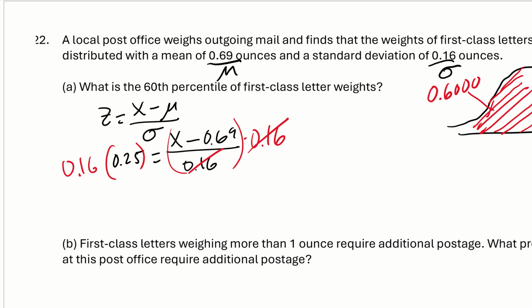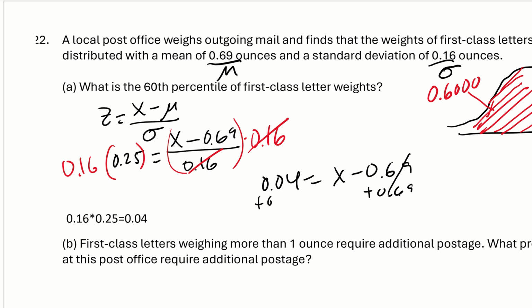All right, so we got 0.16. Yeah, so let's figure out what 0.16 times 0.25 is. We could just do that here. 0.04 equals x minus 0.69. Add 0.69 to both sides. So x equals 0.73. X equals 0.73 ounces.